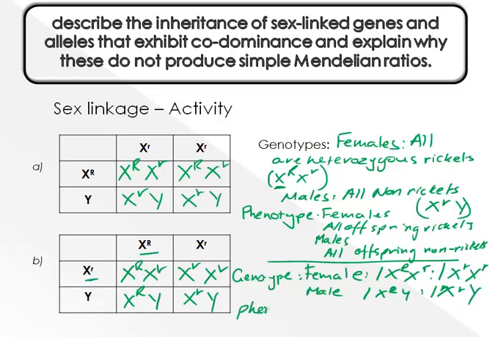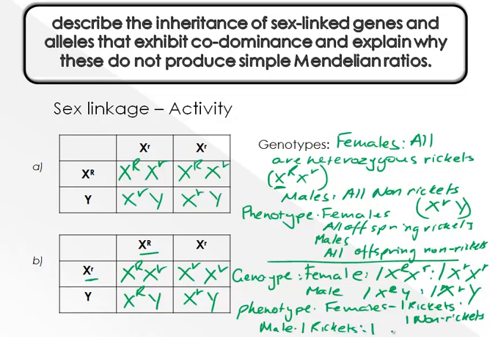And phenotype, females, one rickets, two, one non-rickets. And males, phenotype, we can see 1 rickets, 2, 1 non-rickets.